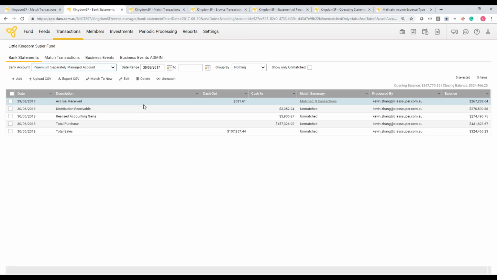handouts, annual statements on page 7, it will give you a total purchase for the year, which is 157,326.92. And guess what? That's what I entered here. And total sales. Total sales means you actually sold those investments. It's 107,357.44. And that's what I entered here. Now, with that piece of information, we need to match with whatever is left on the cash side.